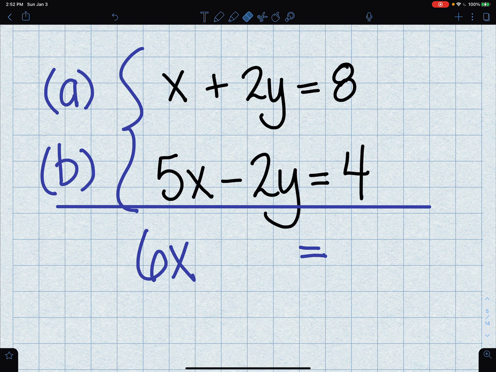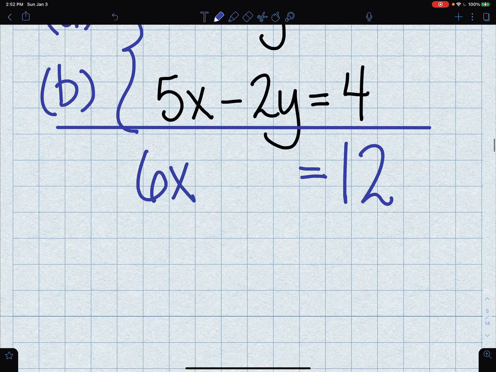And 8 plus 4 is 12. So we're going to do this x. And this is what we end up with. 6x is equal to 12. And that means x is equal to 2.